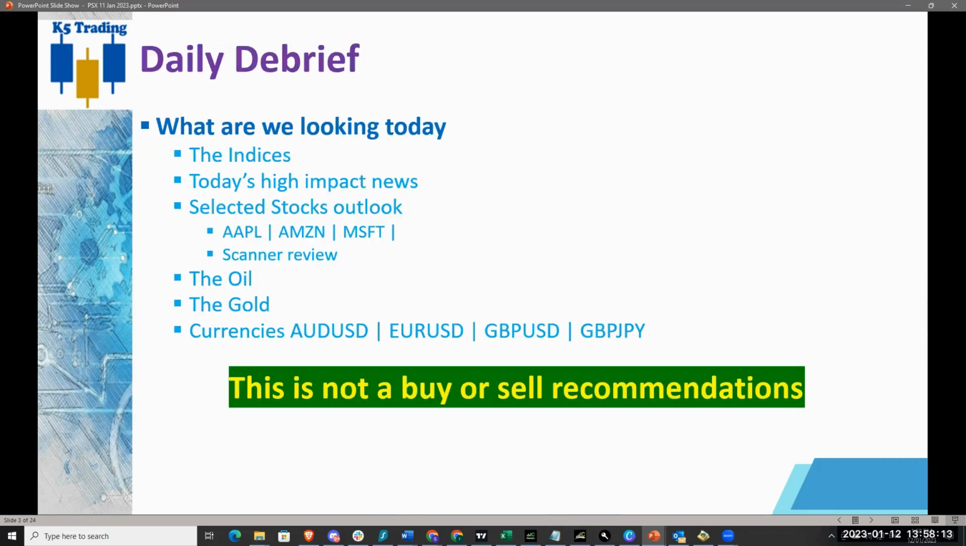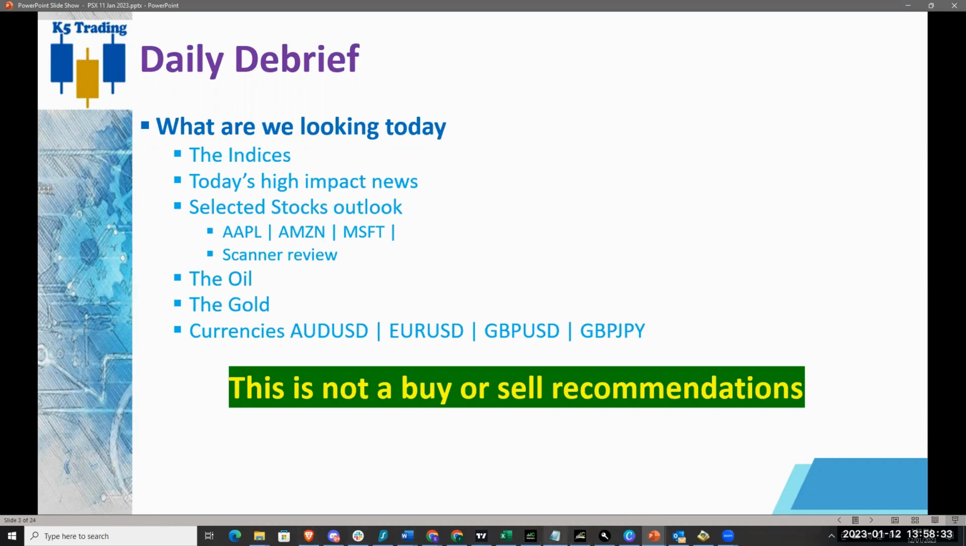After that, what we're going to learn today. We are looking at the debriefing of the key indices, how they closed yesterday, what they're going to do in the next days, and also we're going to look at Apple, Amazon, and Microsoft, oil, gold, and these four currencies. So let's start without wasting any more time.